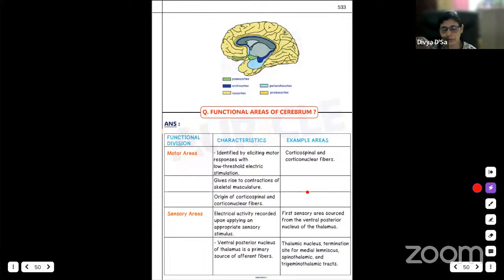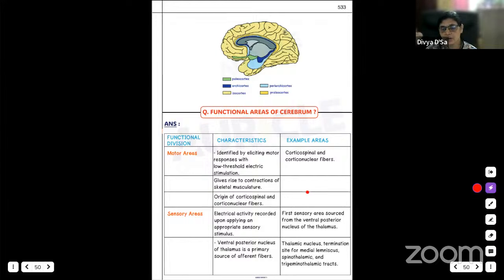So how can it be identified? How do we know that this is the motor area? We elicit motor responses with low electrical stimulation. When we stimulate that part of the frontal lobe, there are motor movements. Whichever area is stimulated, there are contractions of the skeletal musculature.